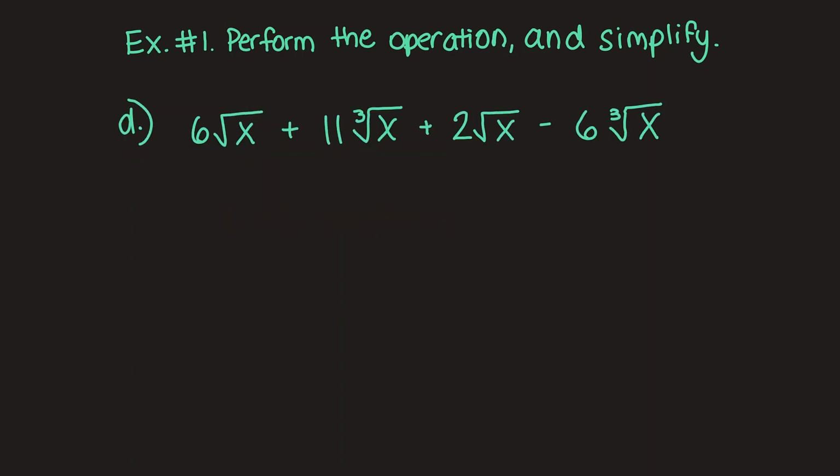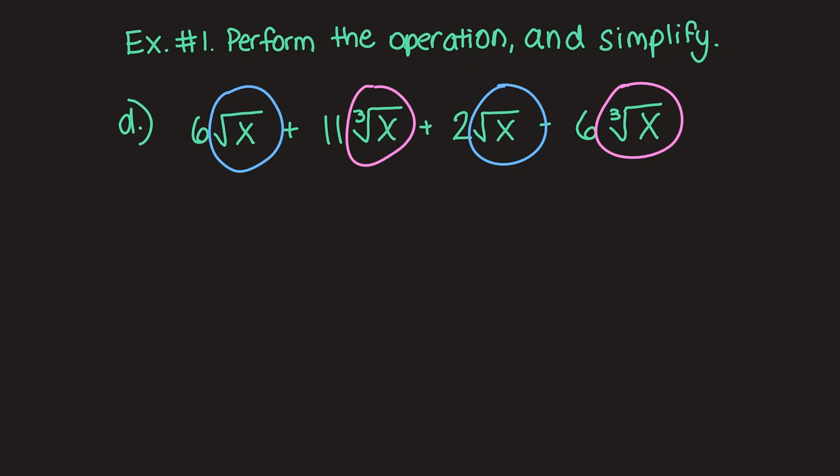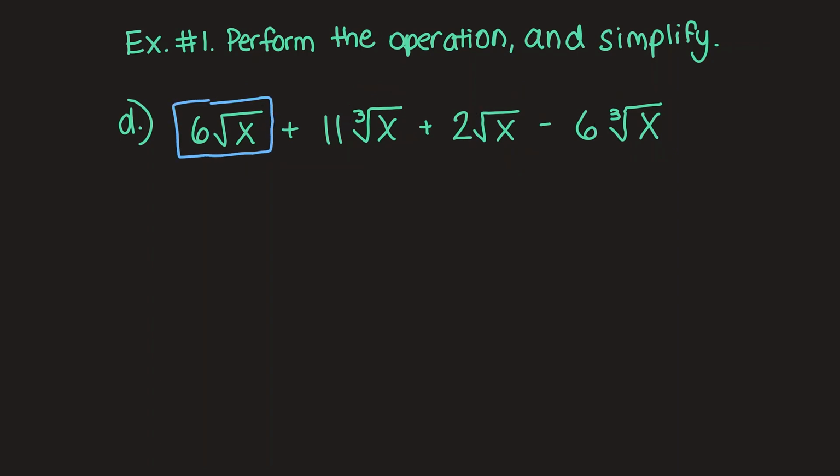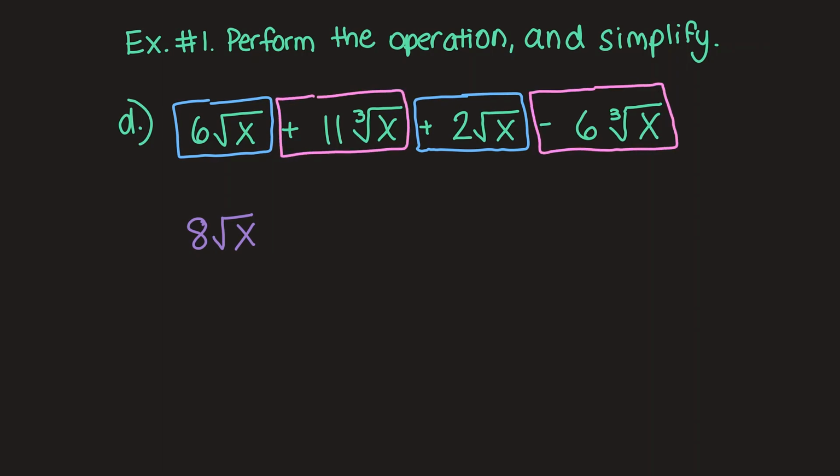For this expression, notice how there are two different types of radicals, square root of x and the cube root of x. We can combine these two terms, which will give us 8 square root of x, and then we can combine these two terms, which will give us 5 cube root x. And these radicals cannot be combined further, and since they are in simplest form, the expression is now simplified.